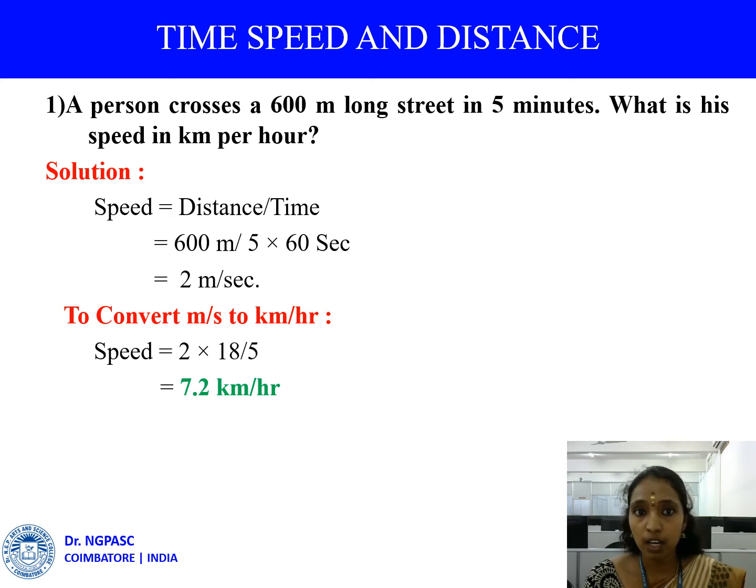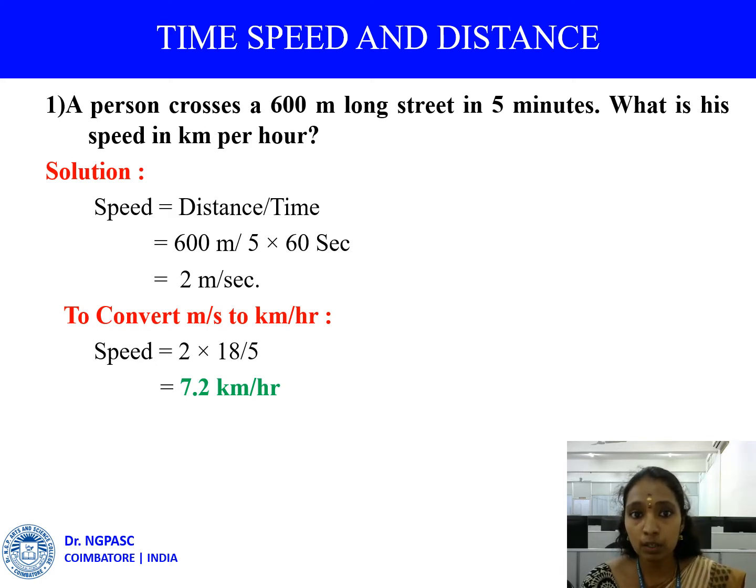So first, a person crosses a 600-meter long street in 5 minutes. What is his speed in kilometer per hour? So what is the answer? We need to calculate the speed in kilometer per hour. But here, what are the things given? Distance is 600 meter and time is 5 minutes. Here we need to calculate the speed in kilometer per hour.